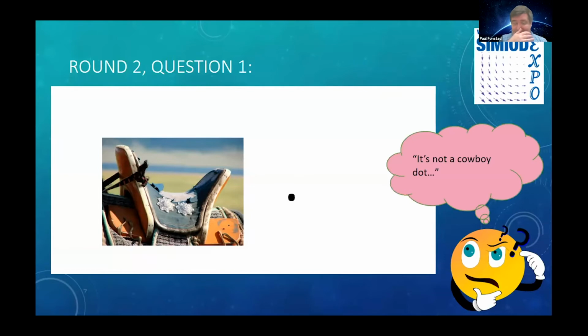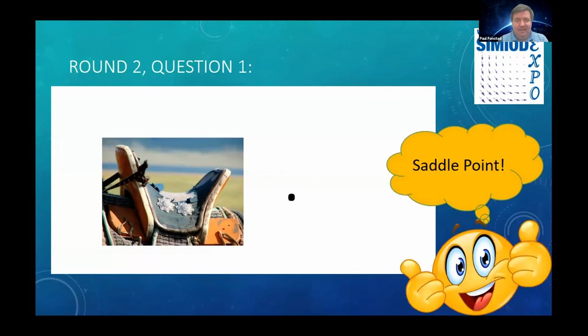Let me give a hint. It's not a cowboy dot. And yeah, I see Jeff has it in the chat. It is a saddle point. So let's do question 2.